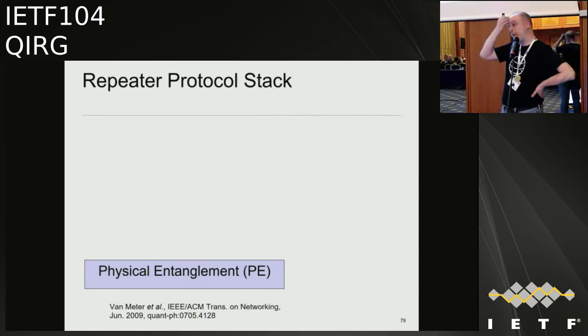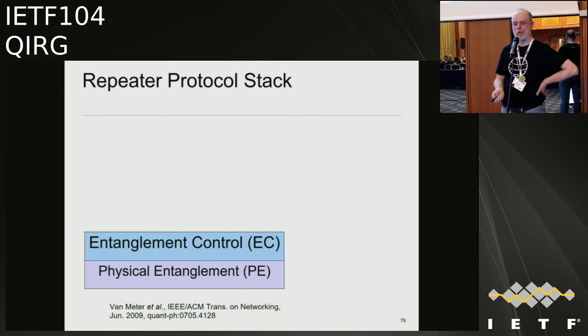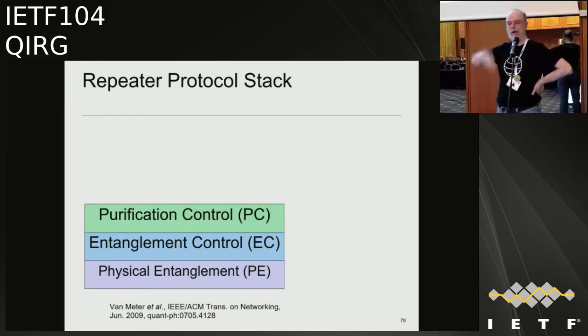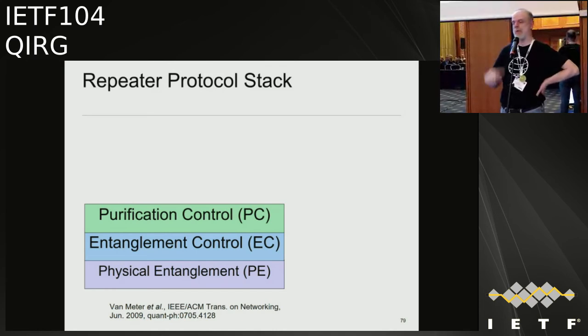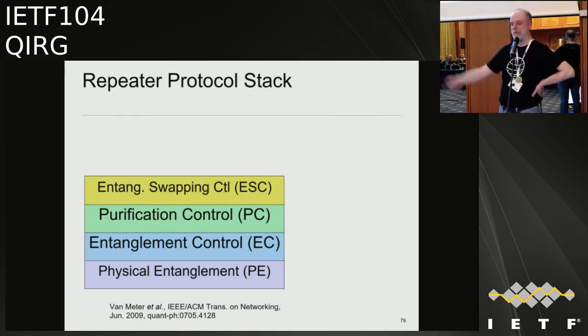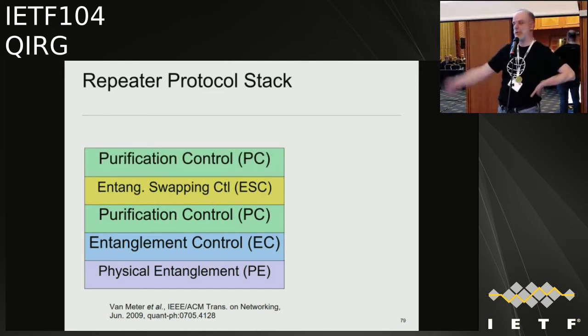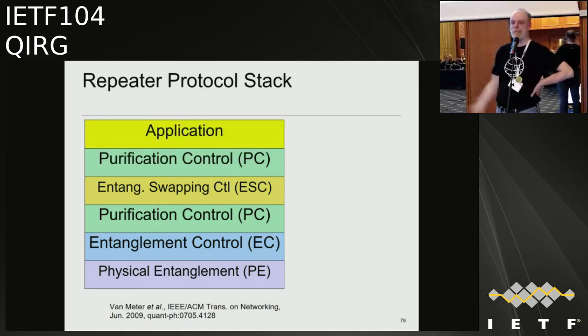So, dealing with all this, we can define this in terms of a protocol stack. You're going to have physical entanglement at the bottom, and what at the time I called EC, the entanglement control protocol, back in a paper we had in Transactions on Networking 10 years ago now. Wow, 10 years ago. And then you have some software that will do purification control, and some protocol that will do entanglement swapping control, and then maybe purification control again, and then ultimately the application on top of this.